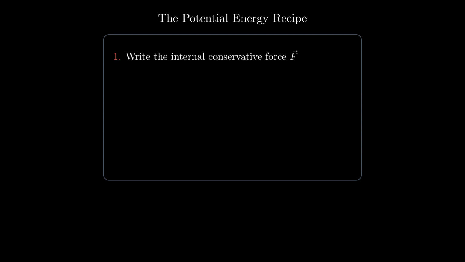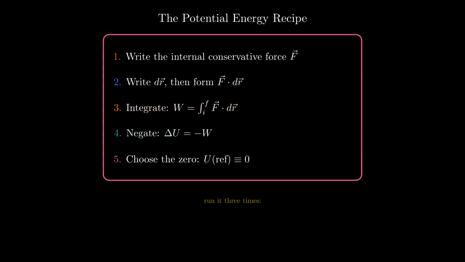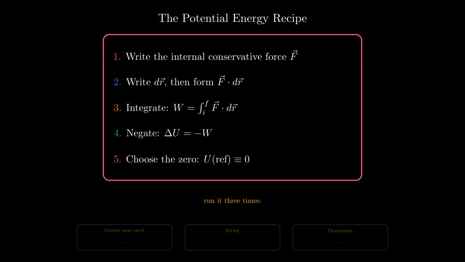Every derivation ahead runs one 5-step recipe. Step 1. Write the internal conservative force. Step 2. Write the displacement dr and take the scalar product. Step 3. Integrate from the initial state to the final state. That is the work. Step 4. Negate it. The change in potential energy is minus the work. Step 5. Choose a convenient zero reference, turning delta U into a potential energy function U. The recipe never changes, only the force does.